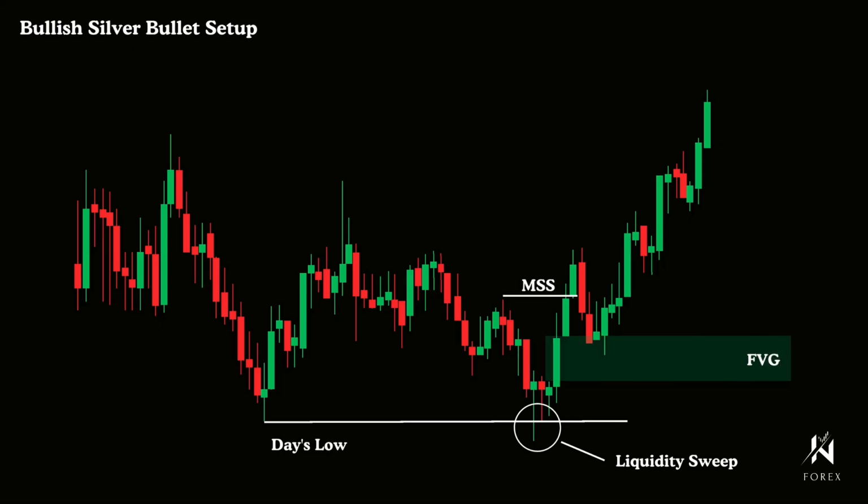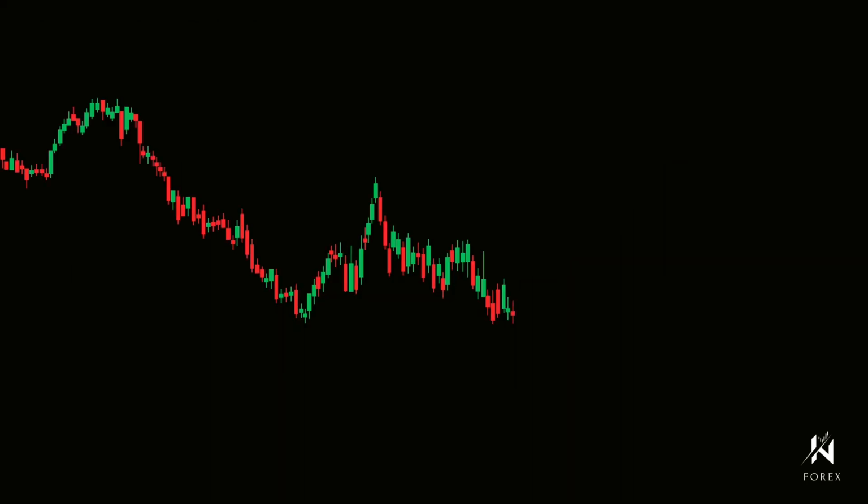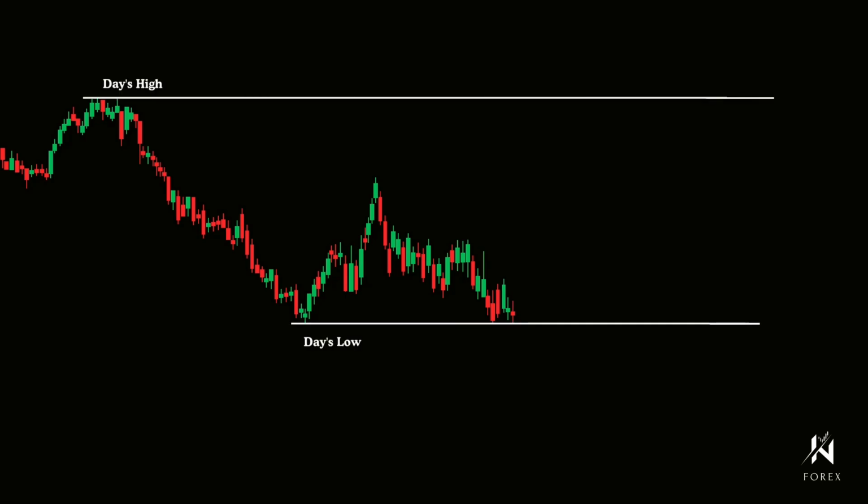To apply the silver bullet method, open any chart in TradingView and switch to the 5-minute time frame. Right-click on the chart and select Settings. Under the Events tab, enable Session Breaks. This will display vertical dividers for each trading day. For example, here's the euro-dollar on a 5-minute chart.